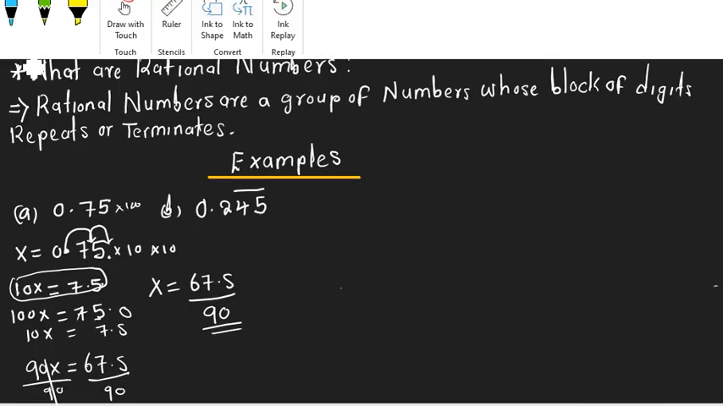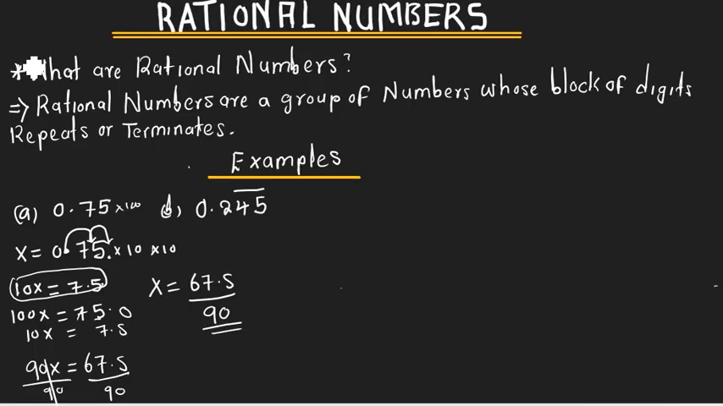Let's do the next one. How about if you're dealing with a repeating decimal? How does it work? Very simple. Same concept. I'm going to equate to x.